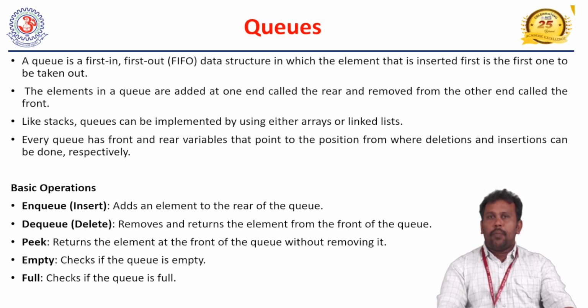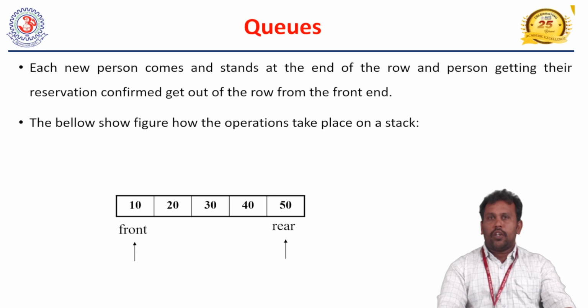The basic operations used in queues are enqueue, which means to insert an element into the queue from the rear end. Dequeue means to remove an element from the front end. Peek returns the front element from the queue. isEmpty checks if the queue is empty or not. And isFull determines whether the queue is full or not. So these are the queue operations.